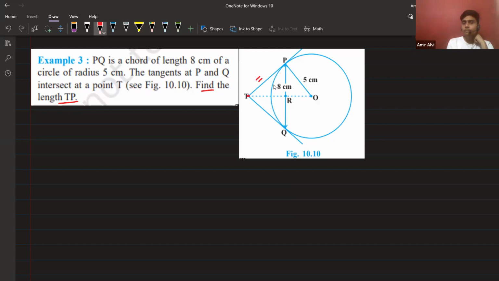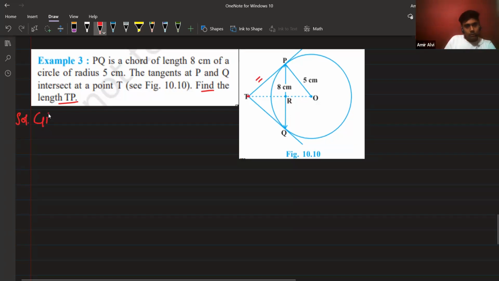Got it, everybody? So now let's solve this question. By PGT, first we'll find the length TP. R is 5 centimeter and PQ is equal to 8 centimeter. Clear, everybody? Simple thing.